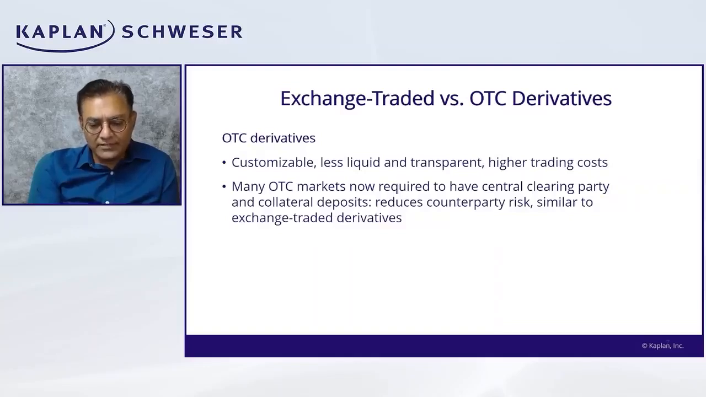So because these transactions don't occur on an exchange, there is less reporting, there is less transparency, and the trading costs are higher. The information seeking costs are higher to find the appropriate counterparty. Now, many OTC markets are required to have a central clearing party. Why? Because it reduces the systemic risk in the market.